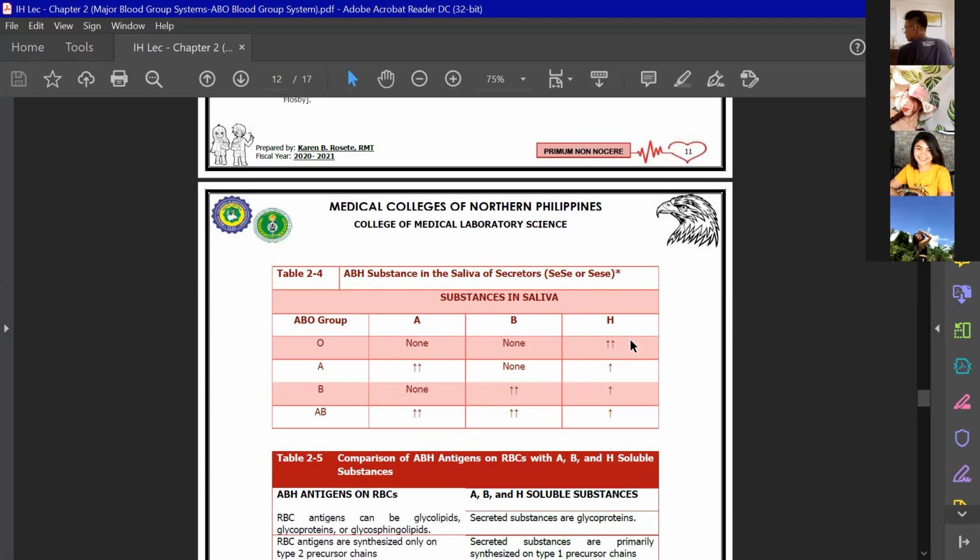Meron tayong H soluble antigen. A secretor who is blood type A has, of course, an A soluble antigen in the saliva and no B soluble antigen. And it also has your H soluble antigen. A secretor type B individual will have both your soluble B antigen plus your H antigen.